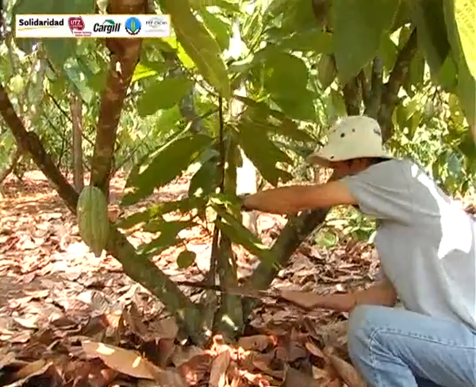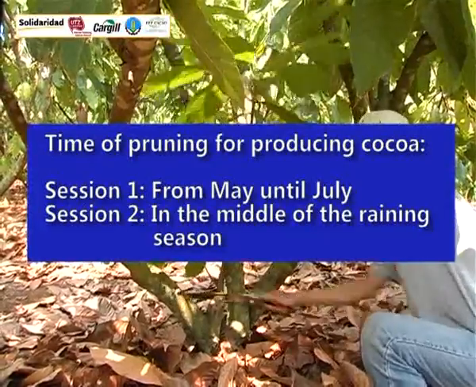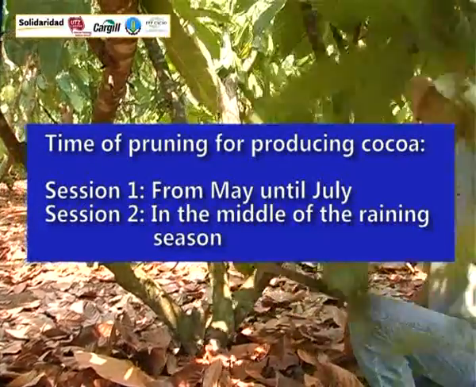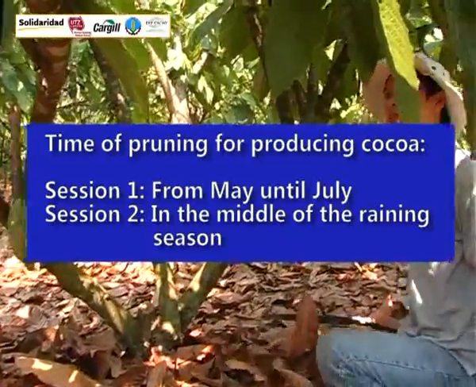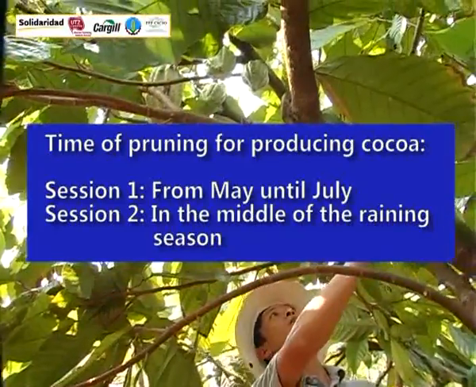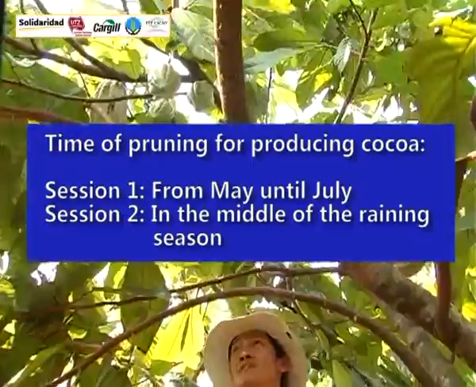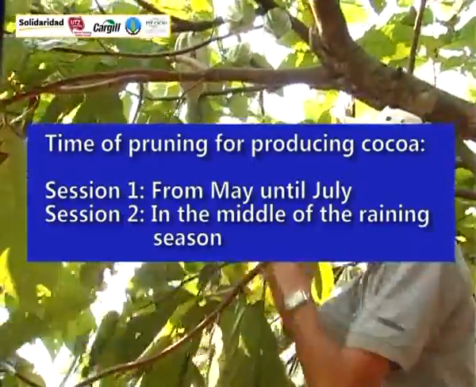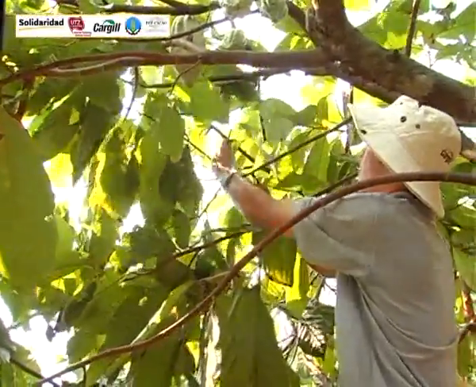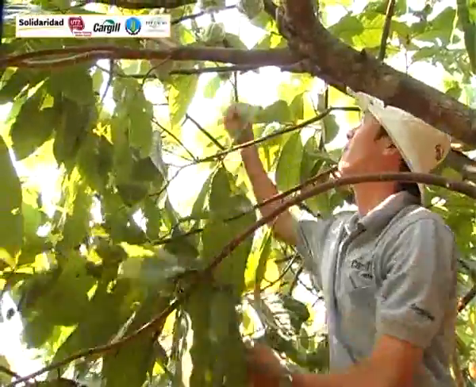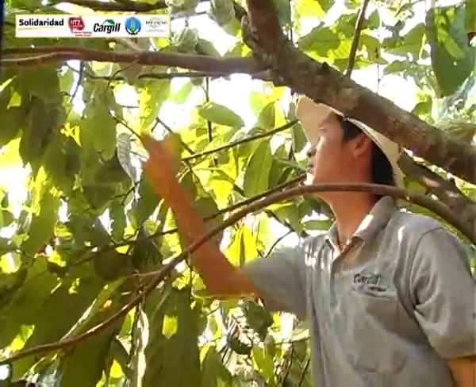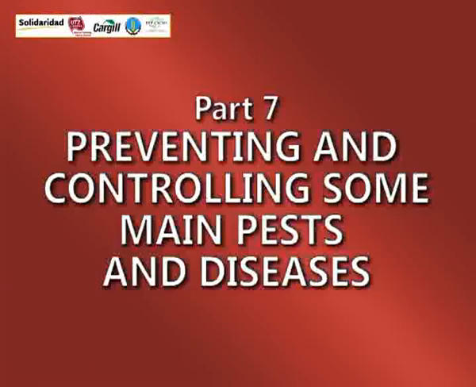Time of pruning for the production stage. The first time is at the beginning of the raining season when the trees have enough water, from May until July. For trees that develop too well, too bushy, we prune twice during the raining season. On top of that, we should regularly prune chupons, branches, infected pods, weaving branches, and small branches at the trunk.